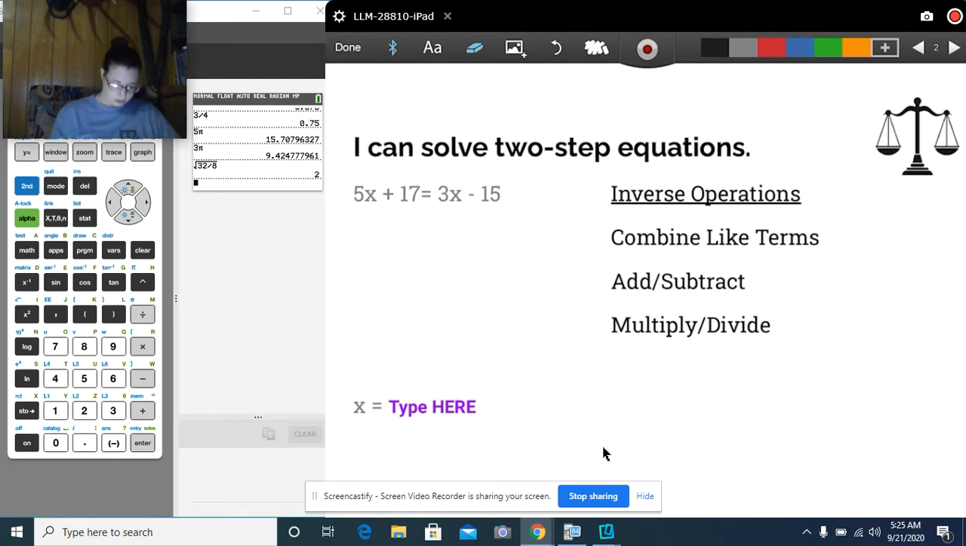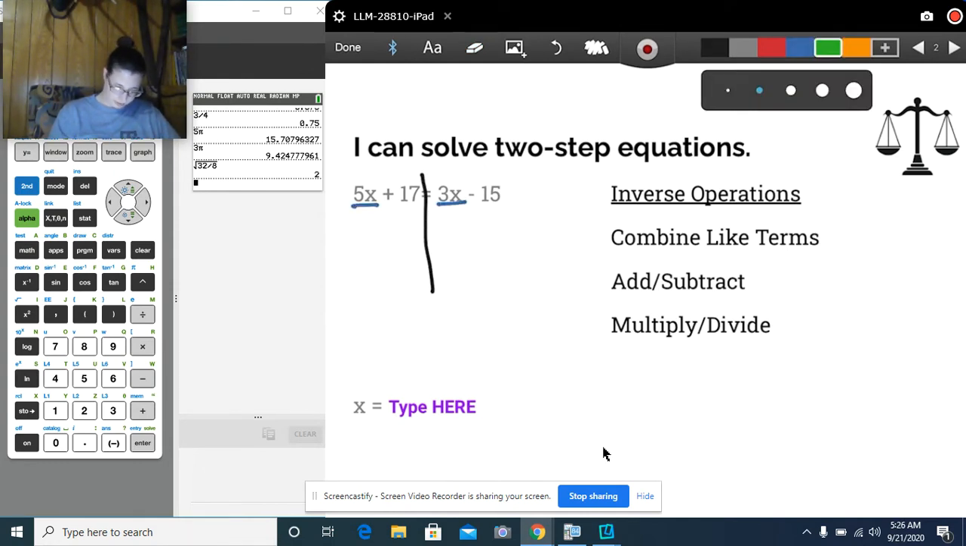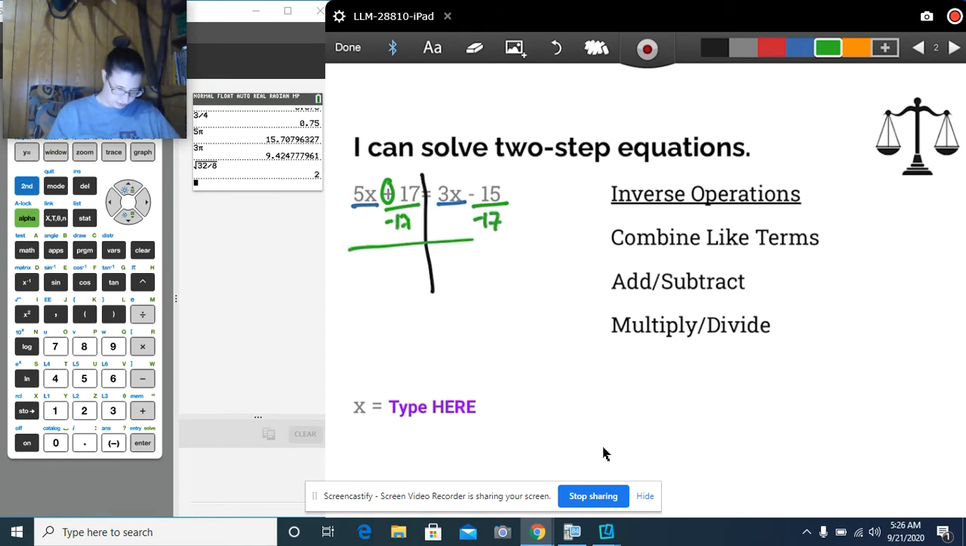So the first thing you have to do is look and figure out where all your variables are and all your constants. We're going to combine those that are variables on the left side, and we're going to combine those constants on the right side. So I'm going to start with the constants. I have a positive 17. That means I'm going to subtract 17 from both sides.